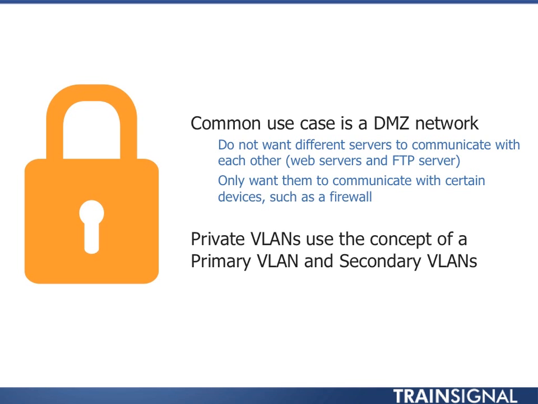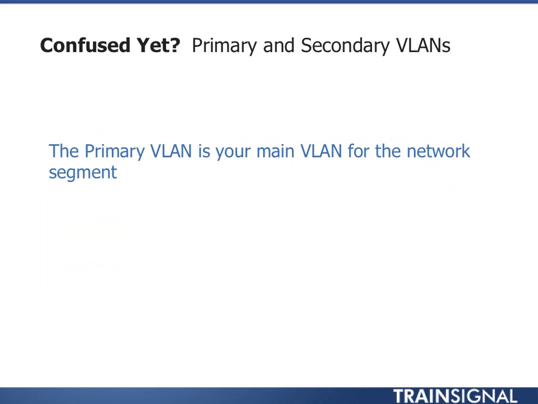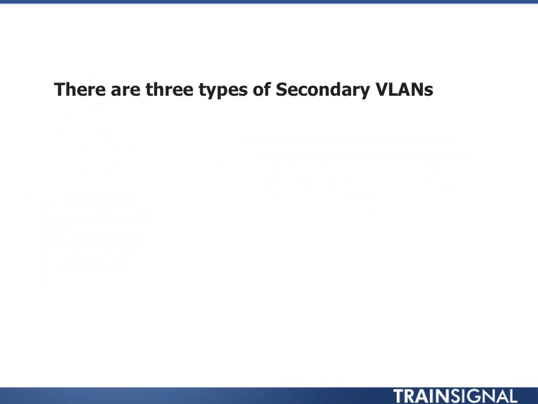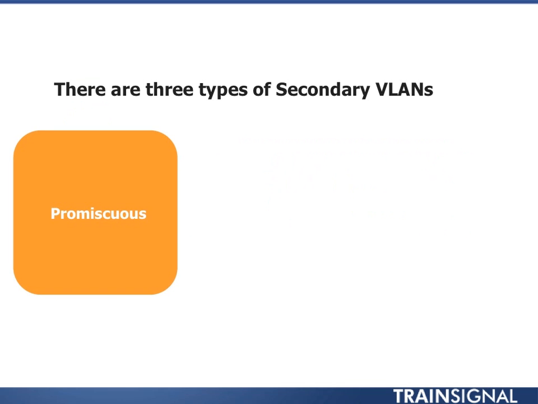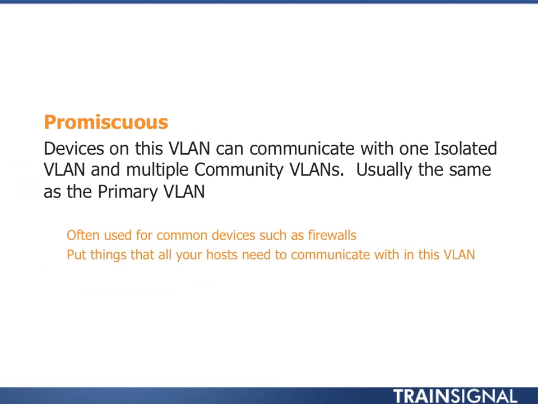Private VLANs use a concept of a primary VLAN and then a group of secondary VLANs. Continuing on, the primary VLAN is your main VLAN for the network segment. Think of it, if I say a VLAN within VLANs, the primary is that encompassing or encapsulating VLAN. The secondary VLANs provide the segmentation. And there are three types of secondary VLANs. There's a promiscuous VLAN, an isolated VLAN, and a community VLAN.